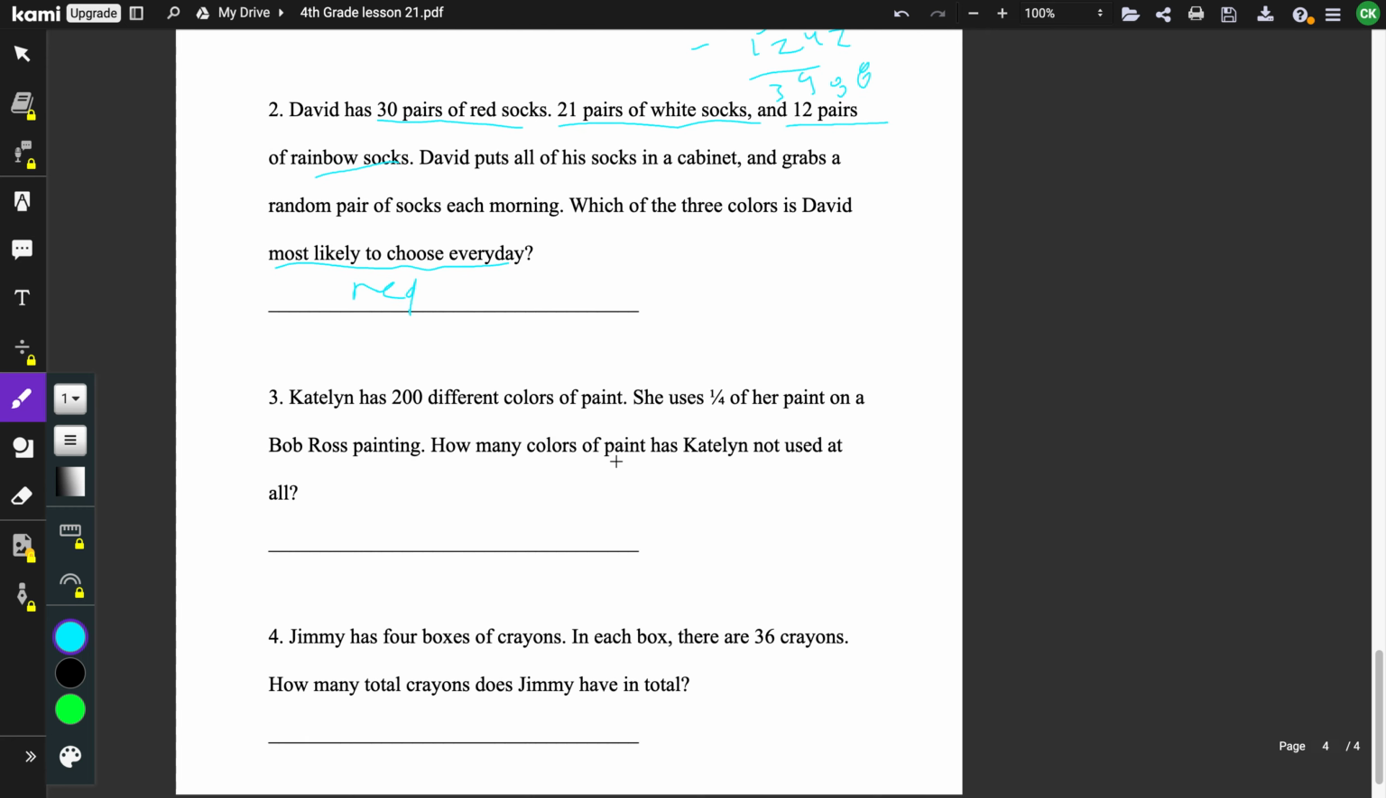So yeah. Alright. So moving on, it says Kaylin has 200 different colors of paint. She uses 1/3 of her paint on Bob Ross's painting. How many colors of paint has Kaylin not used at all? So this is actually pretty easy as well. What you would do is 200 times 1/4, which is actually 50, and then we're going to subtract it because that's only 1/4 of 200. We're calculating how much is not used. So 200 minus 50 is 150, so the answer is 150 for this one.